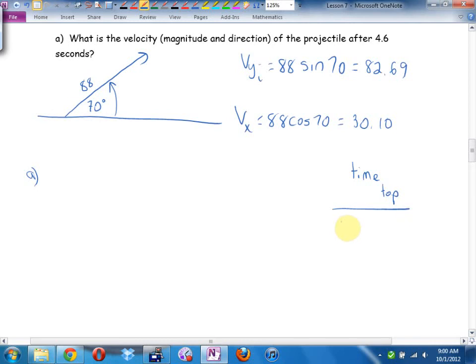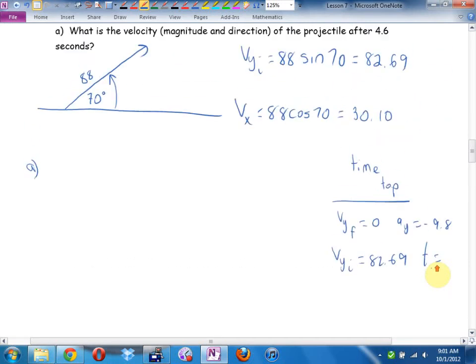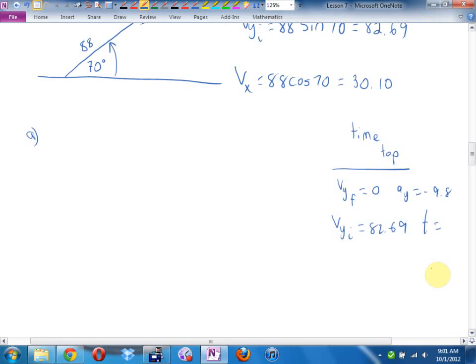Time to top. VY final is 0. AY is negative 9.8. VY initial is 82.69. T. Is there an equation that has those four things in it? And can I get the T by itself when I do the equation? Hit me up, John. What do you got? I'll give you a hint. T equals.